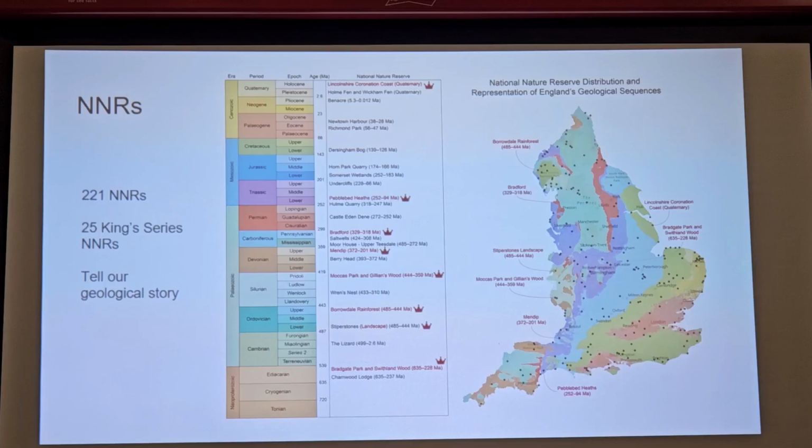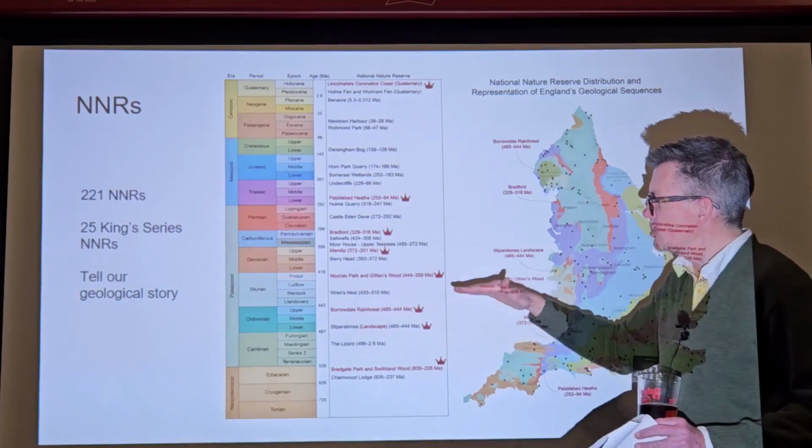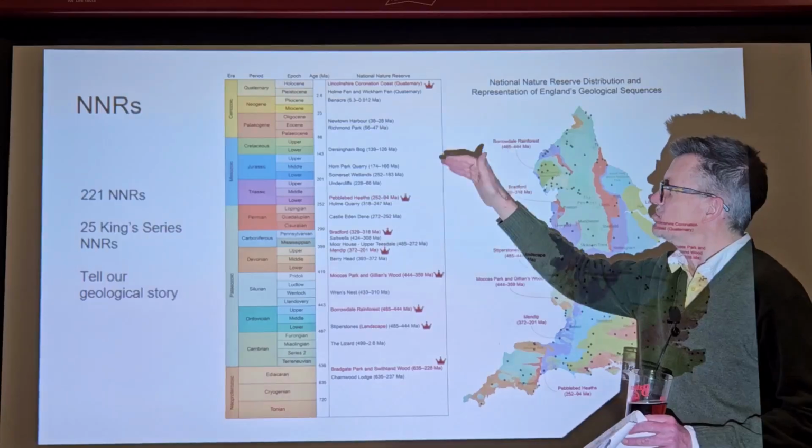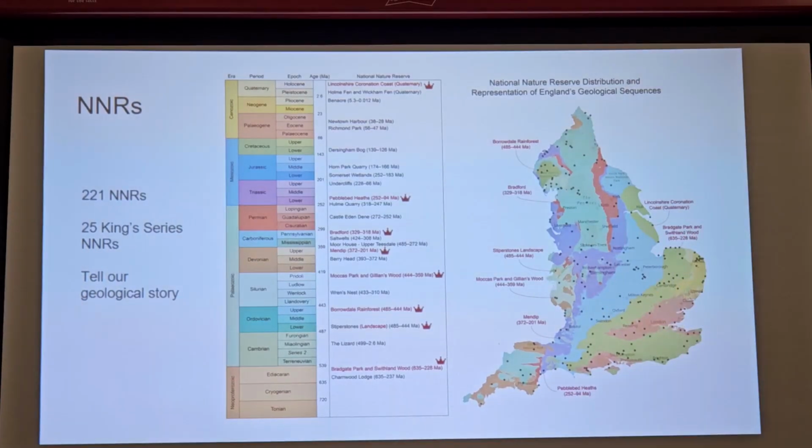There's the dots with the 221. This is just representative, the strat column, of how the NNRs slot into telling that geological story and where the gaps may lie. And the first little crowns make King's NNRs, so you can see how we're filling gaps with the King's NNRs. But the ones which have been overtly geological are particularly highlighted.